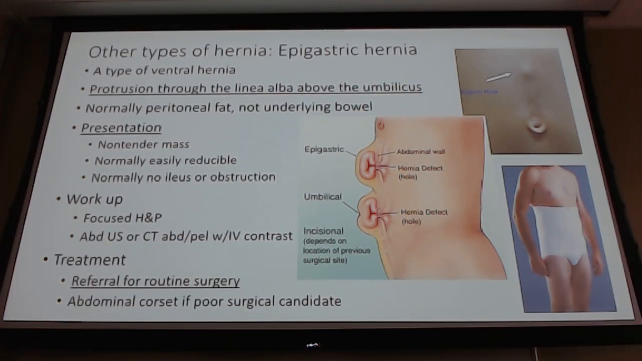And if by chance bowel does get in there, just because it normally doesn't happen doesn't mean it never happens. You can still have the same picture of strangulation and incarceration of bowel if bowel gets in there and you can't reduce it. But normally it's just that peritoneal fat. You work it up just like any other hernia. You do your focused H&P, you do an abdominal ultrasound. If you still can't figure it out, you do a CT of the abdomen and pelvis with IV contrast.